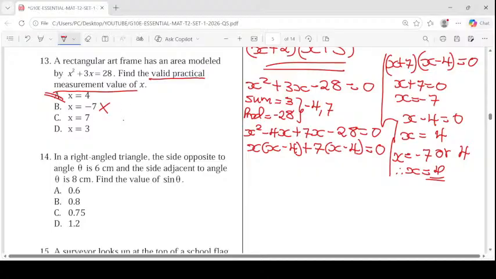Length cannot be negative. Remember, when you talk of length, this is distance between two places, and therefore it should be always positive. That is how you respond to that question number 13.